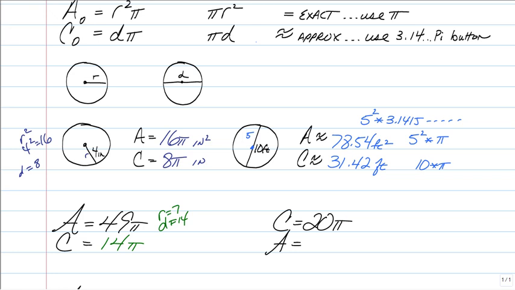And what you should have done is said that if this is diameter times pi, then my diameter is 20, which means my radius is 10. And area is 10 squared pi, so it's 100 pi.